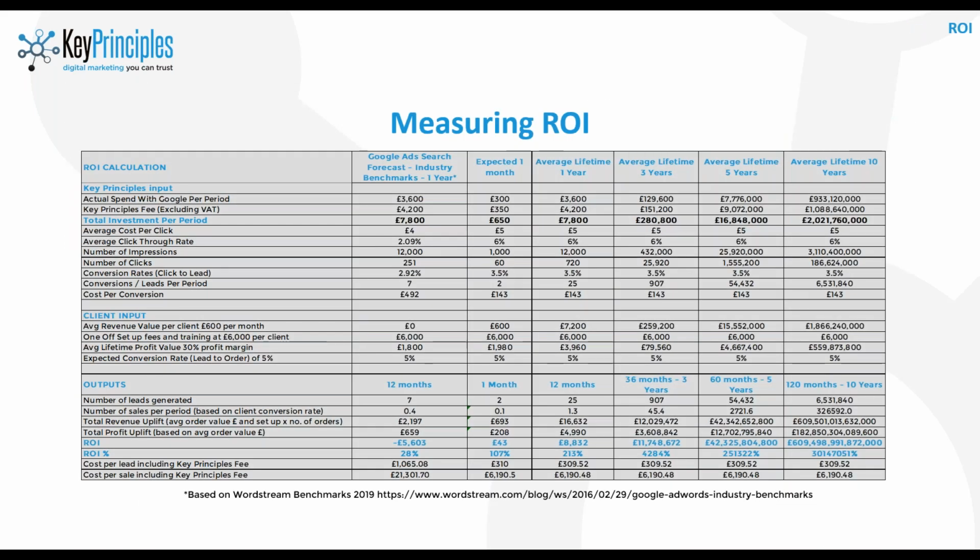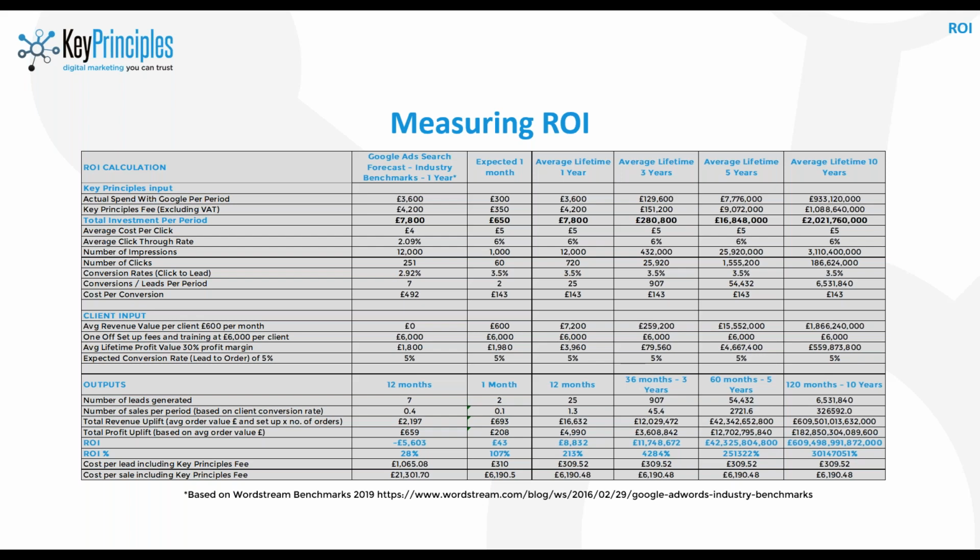And then finally, the measuring ROI. So this is a bit mind-blowing and probably worth taking a look at in the recording that I'll send to you guys. But here's an example of an ROI calculator we used for a client at Key Principles. This particular example is for Google Ads, but it can be adapted for Facebook advertising or even the whole of a business. So the interesting thing is we've included some WordStream benchmarks here. So we often do that for Google Ads because WordStream have a great deal of data on Google Ads.